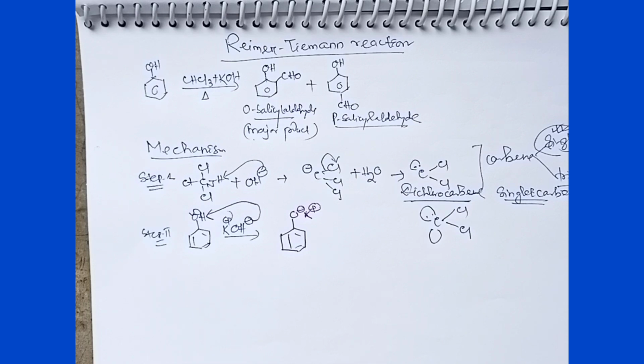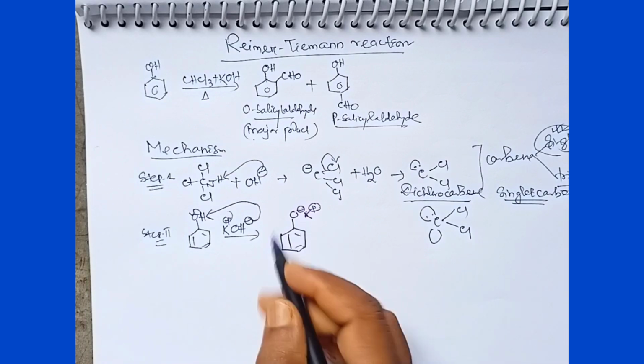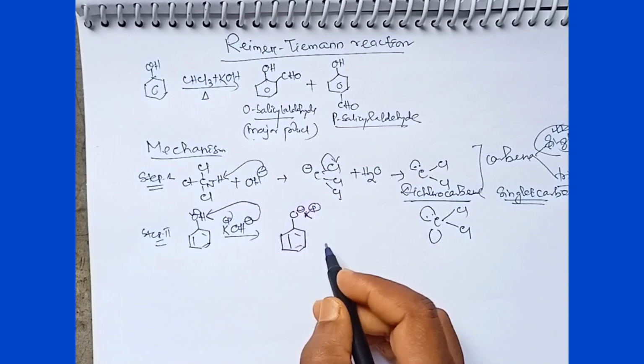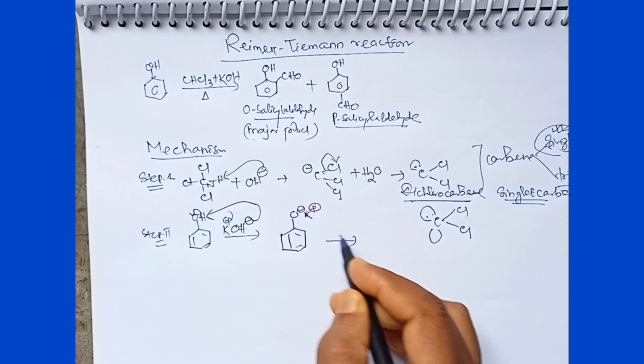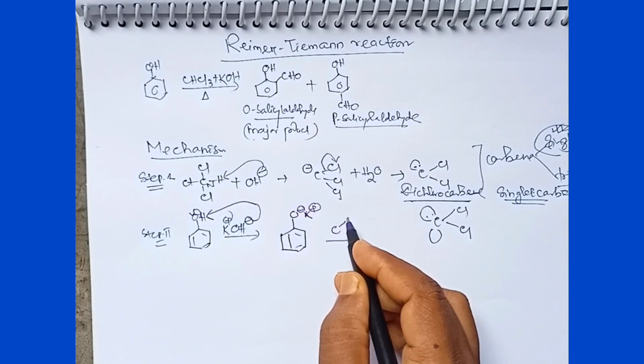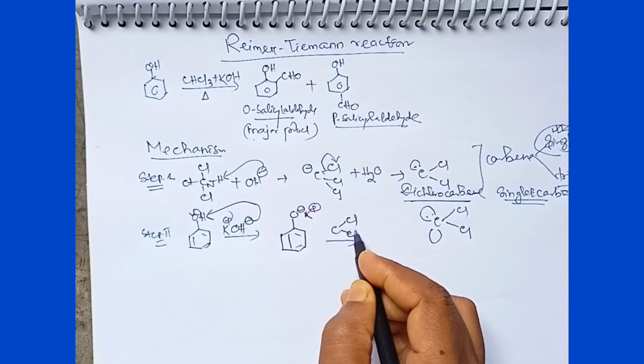If we draw the resonating structures for both the phenoxide ion and the phenol molecule, we can easily compare that the resonating structure in phenoxide is more stabilized than in phenol. So we'll not go into details about this here. Now this phenoxide ion reacts with the dichlorocarbene.